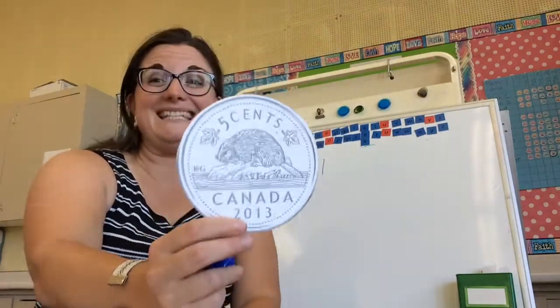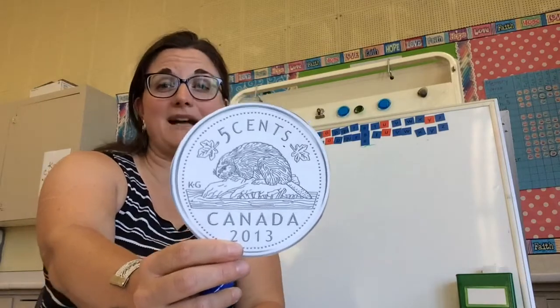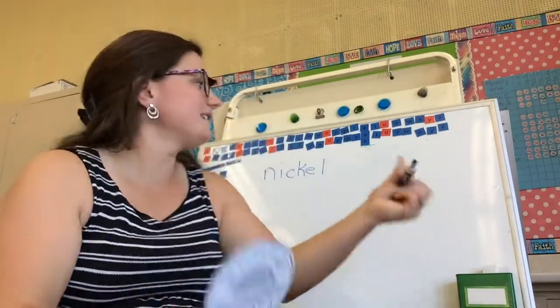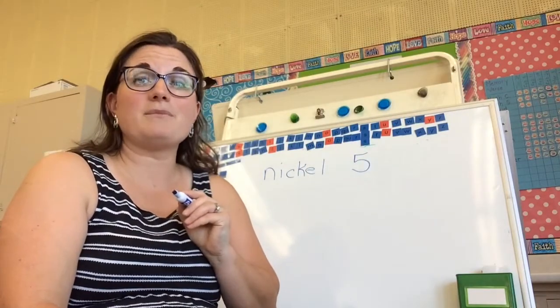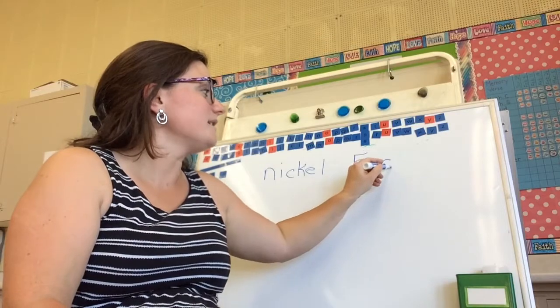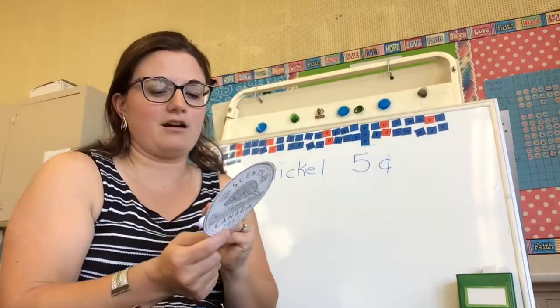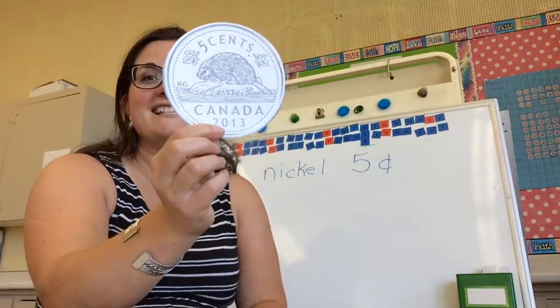And remembering the nickel has the beaver, and on the coin it tells you how much money it is worth. What does it say at the top up here? 5 cents. So it is worth 5, and the short form for cents, I do a C with a line through it, and that's what cents are. So a nickel is worth 5 cents. Okay, did everyone find their nickel?